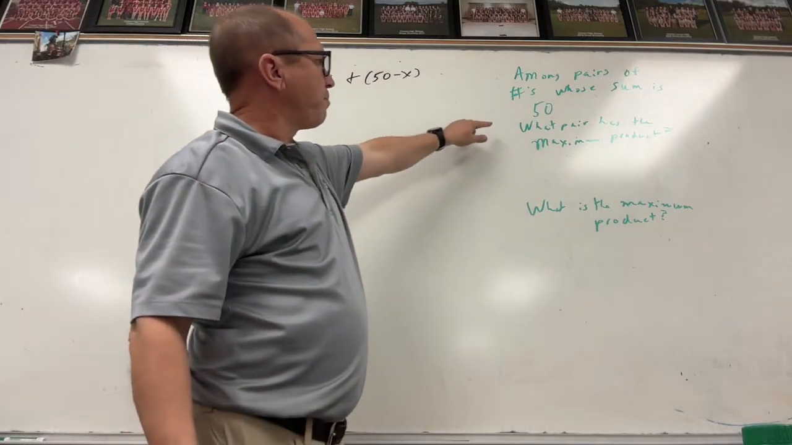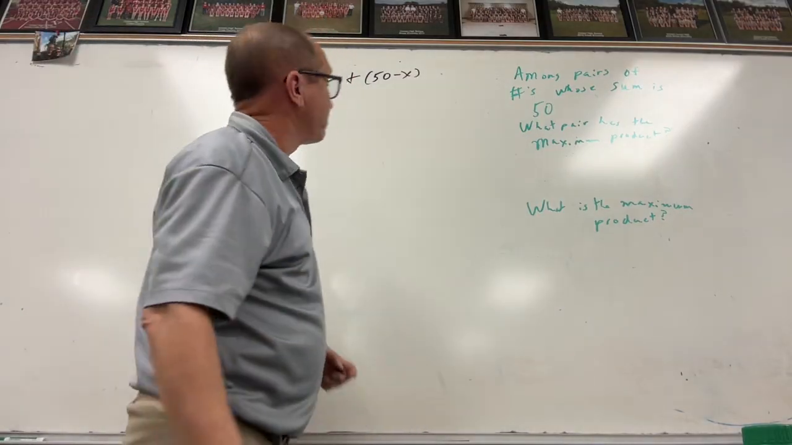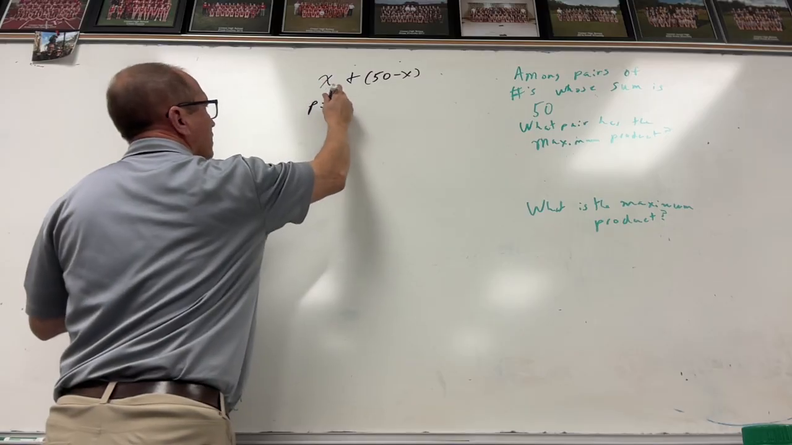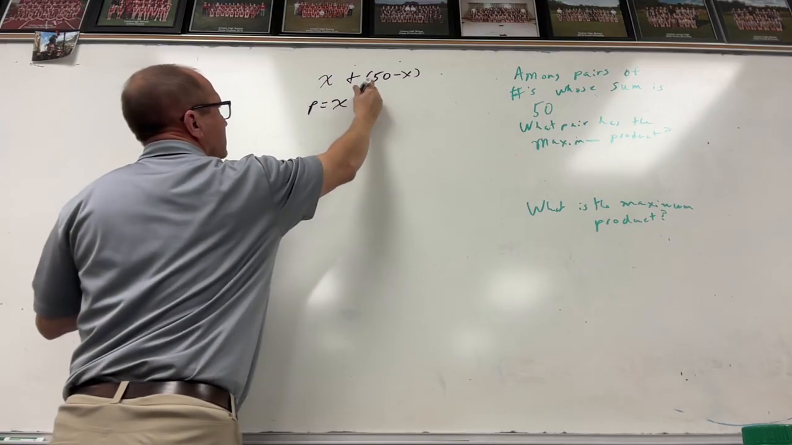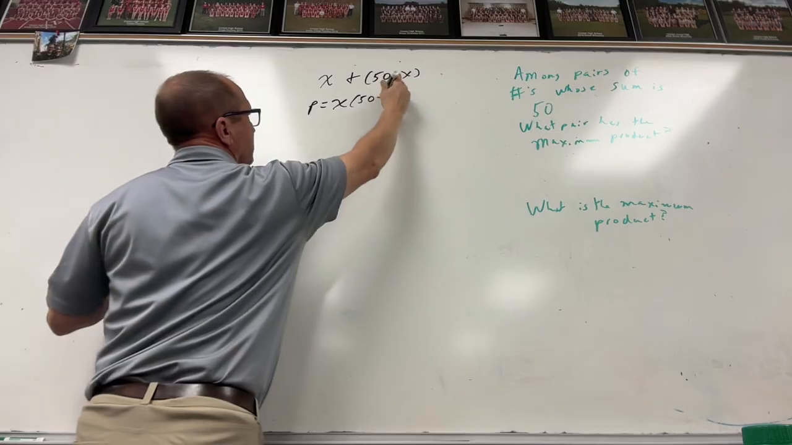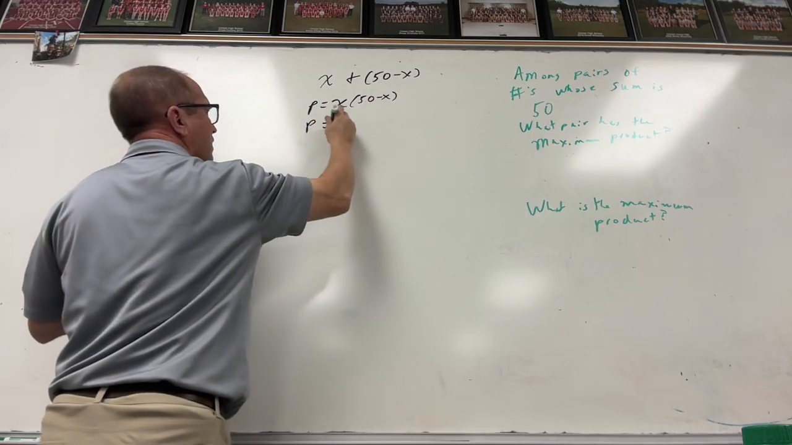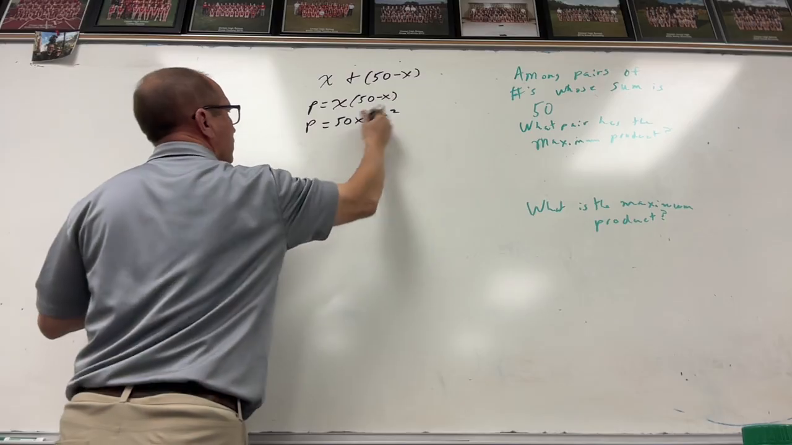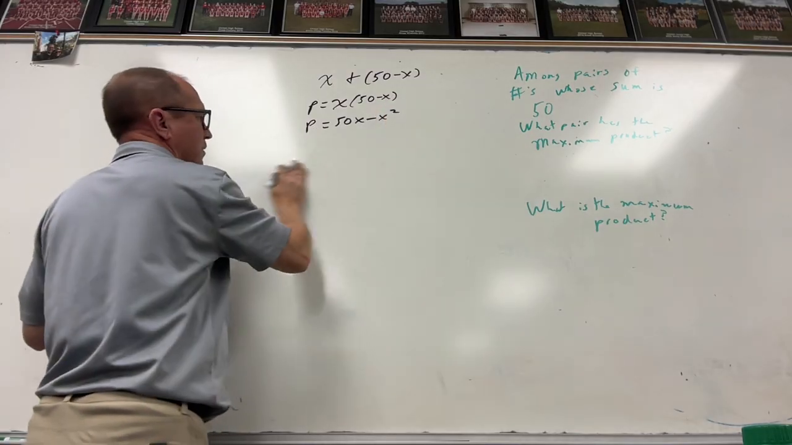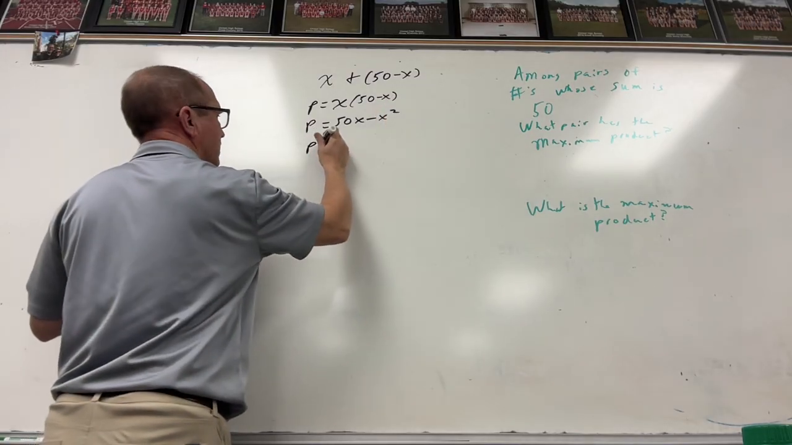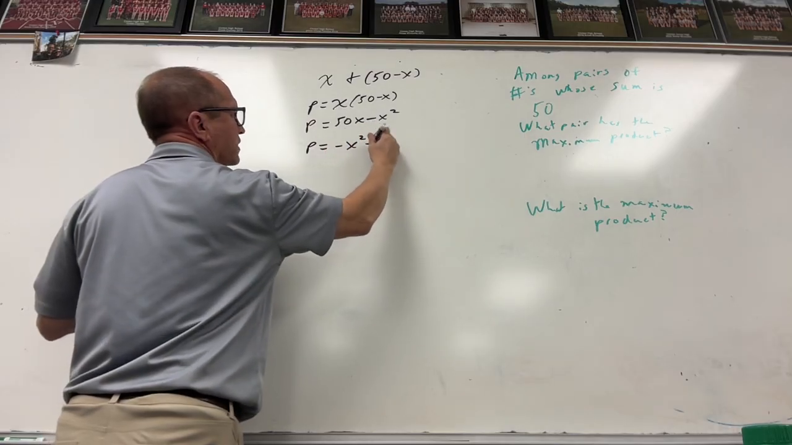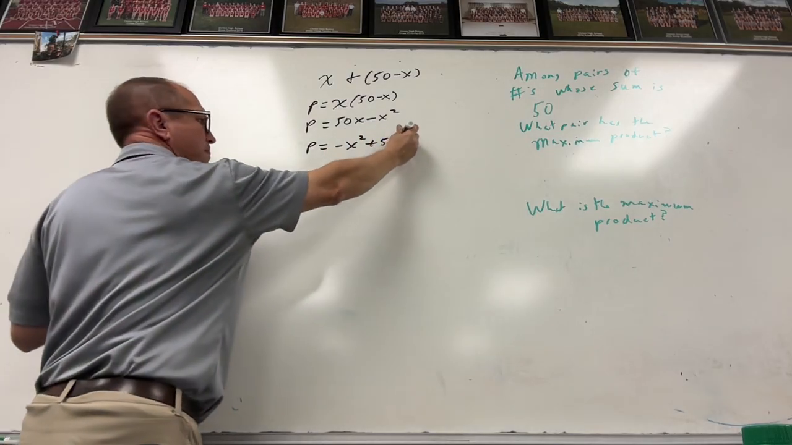Now, I need the product to be a maximum. So my product is x times 50 minus x. So my product is 50x minus x squared, writing that in terms of descending order, it's negative x squared plus 50x.